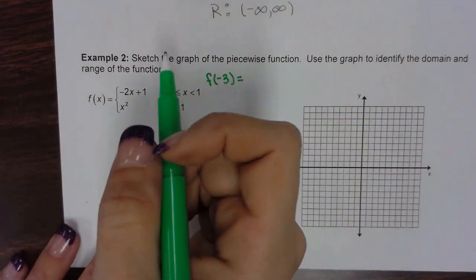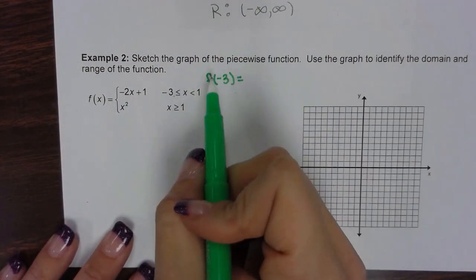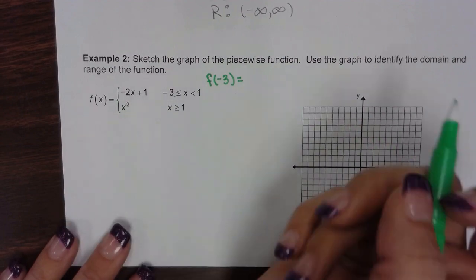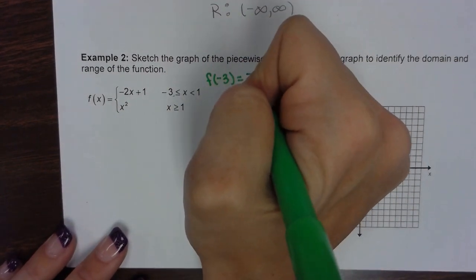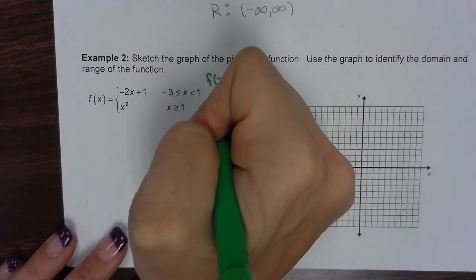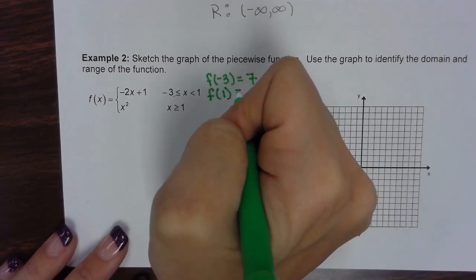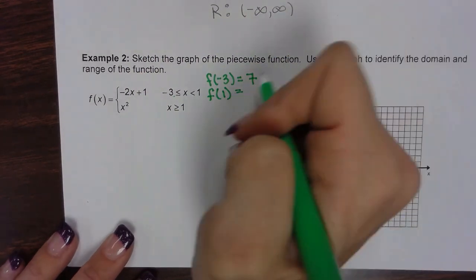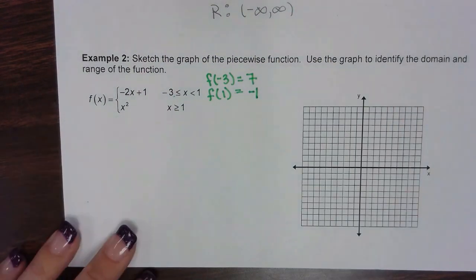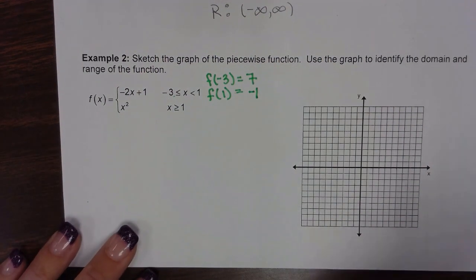So if I plug in negative 3, negative 3 times negative 2 is 6. 6 plus 1 is 7. And if I plug in 1, negative 2 plus 1 is negative 1. I'm going to plot these coordinates right now.